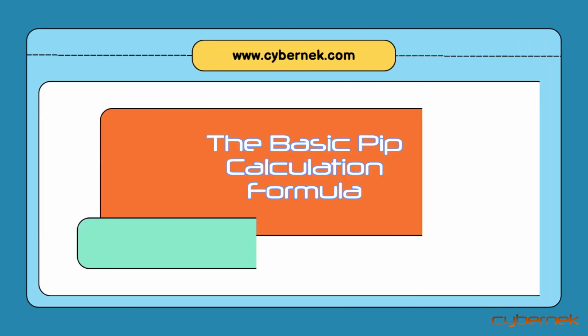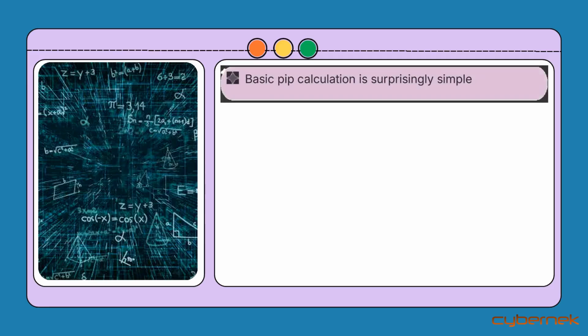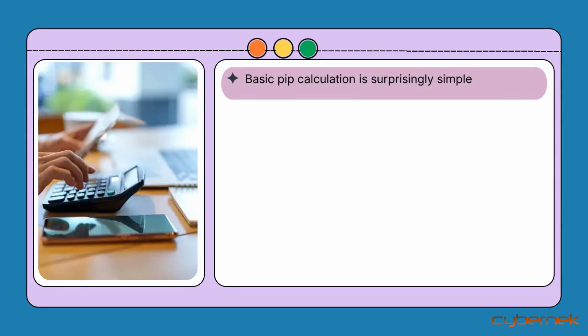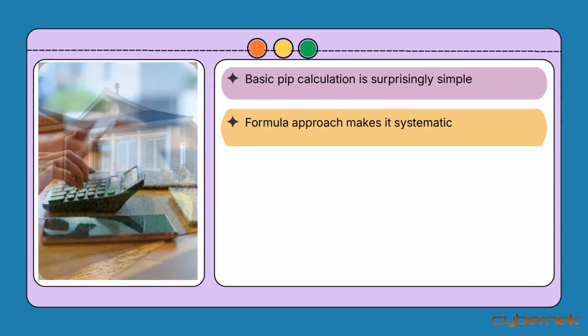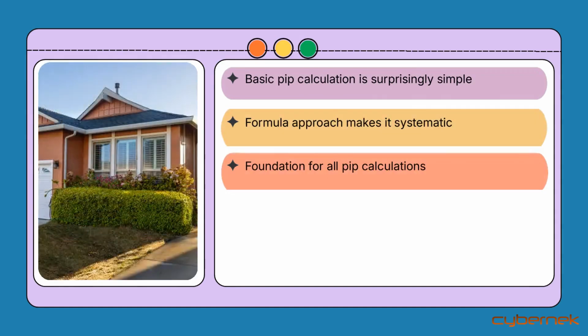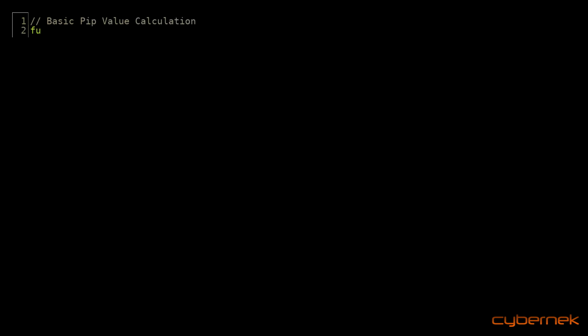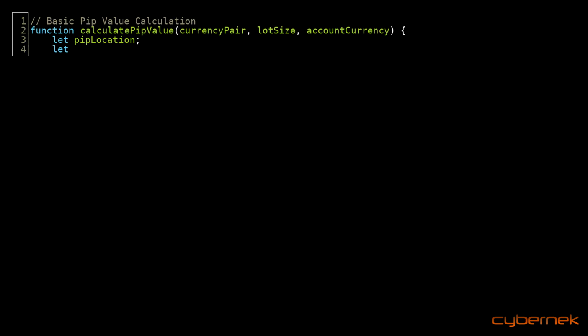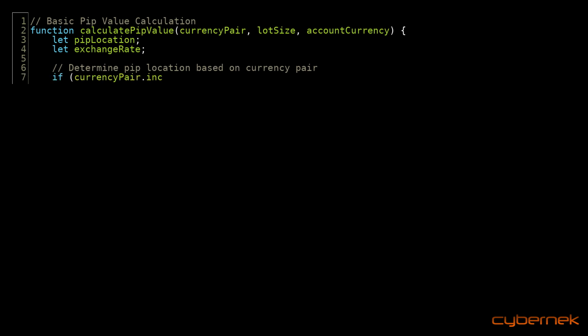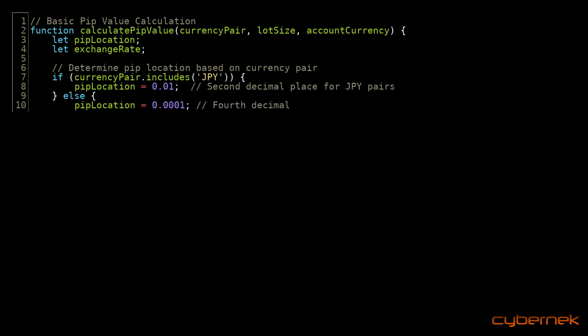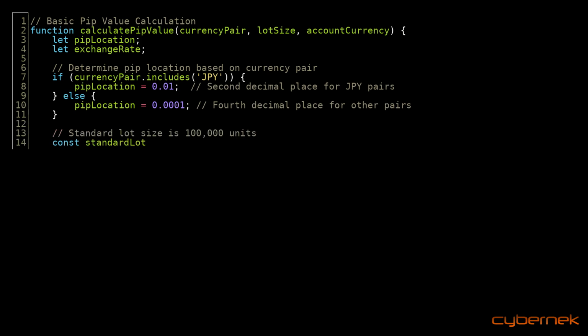The basic pip calculation formula. Now, let's get into the meat and potatoes of pip calculation. The basic formula is surprisingly straightforward. The calculate pip value function takes 3 parameters: currency pair, lot size, and account currency. It first determines the pip location by checking if the currency pair includes JPY. If yes, it uses 0.01, the second decimal, otherwise 0.0001, the fourth decimal.